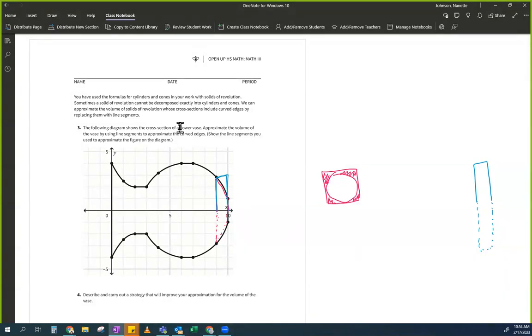I'm going to use a different color so maybe it stands out a little bit more. So it's going to look like this. And then it's going to look like this. And then this part back here is going to be dotted. So it's going to look like a coin. Does everybody see my coin right there?